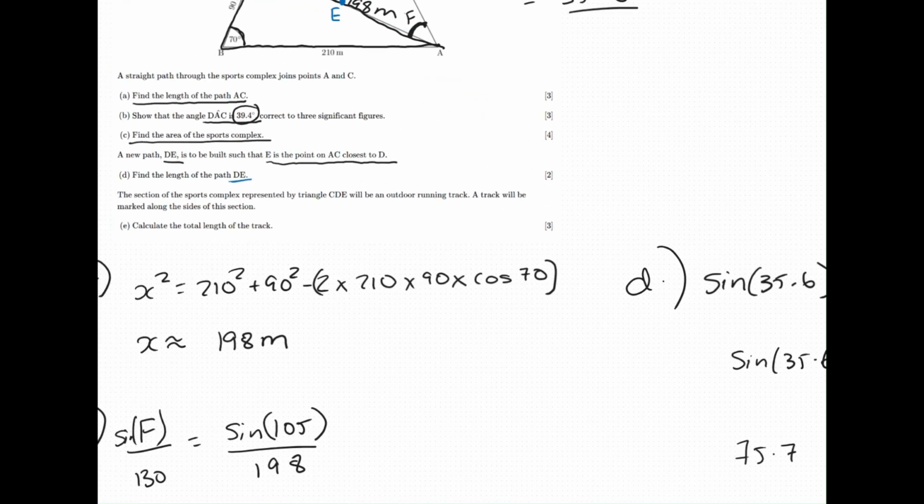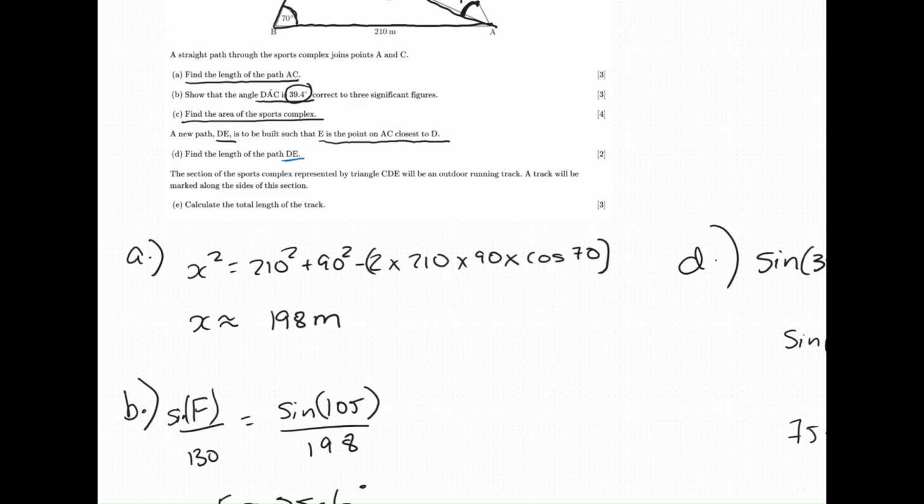And so for the last part, part E, it is stated here, calculate the total length of the track. But before that, it's important to read: the section of the sports complex represented by the triangle CDE will be an outdoor running track. A track will be marked along the sides of the section. Calculate the total length of the track.